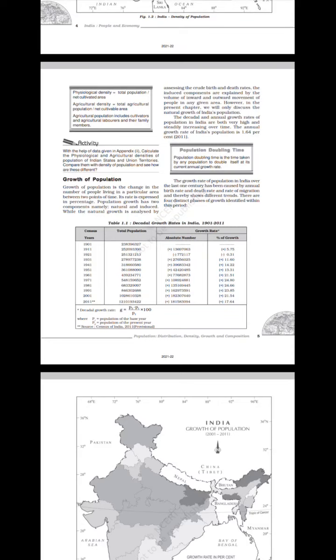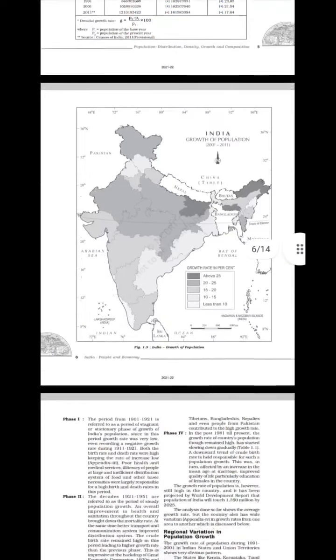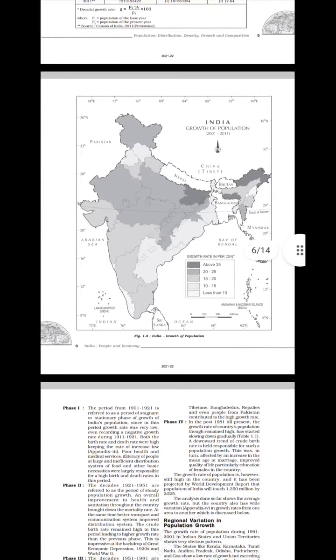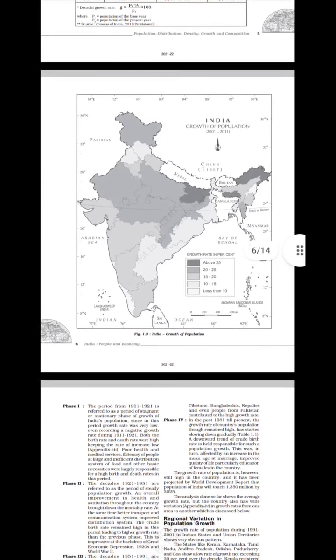Decadal growth rate G is equal to P2 minus P1 by P1 into 100, where P1 is equal to population of the base year, P2 is equal to population of the present year. Source: Census of India 2011 Provisional. Take a look at figure 1.3, India growth of population.